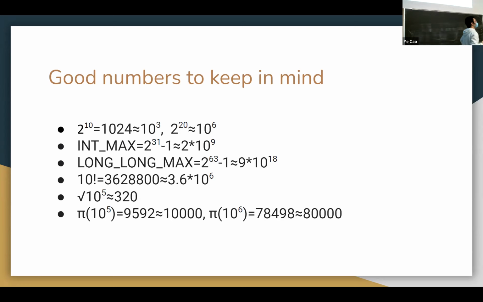Okay. It's actually the prime counting function. So pi of x counts how many prime numbers there are less than or equal to x. There are 9,592 primes less than or equal to 10 to the 5, which is approximately 10 to the 4. There are about 80,000 prime numbers less than or equal to 10 to the 6. So when you're doing a number theory related problem, these are two quick numbers you should have in mind to judge how many prime numbers you need to keep track of to solve certain problems.